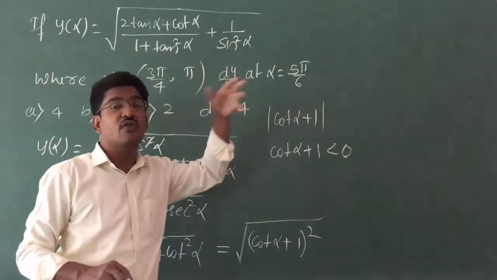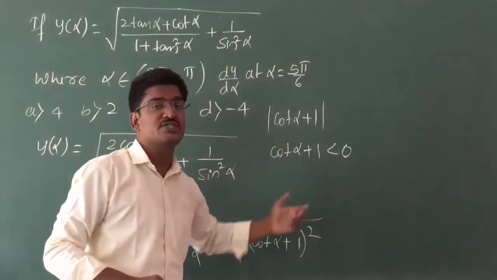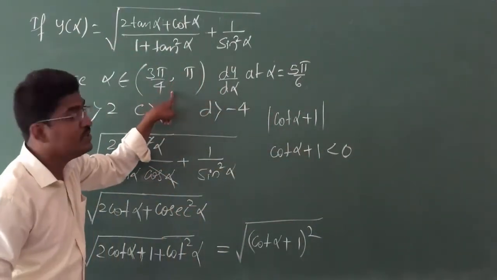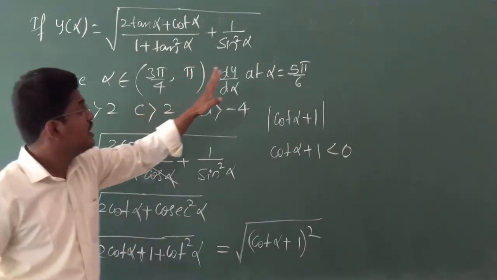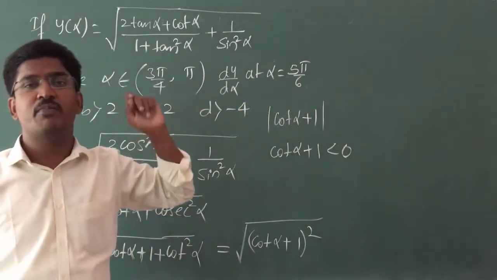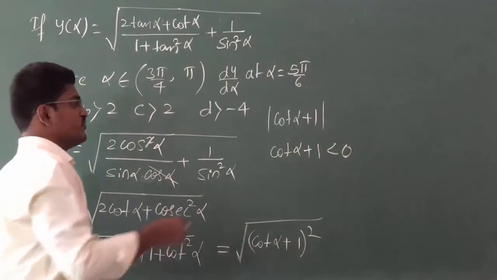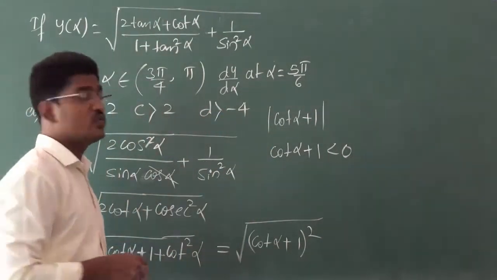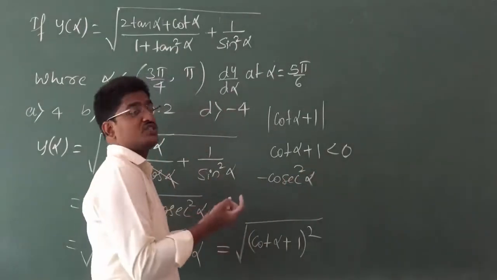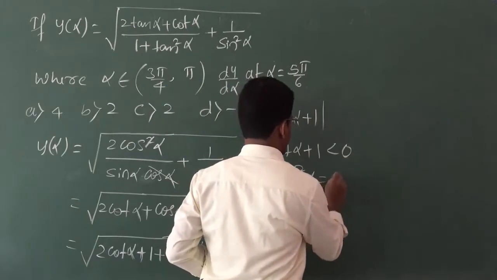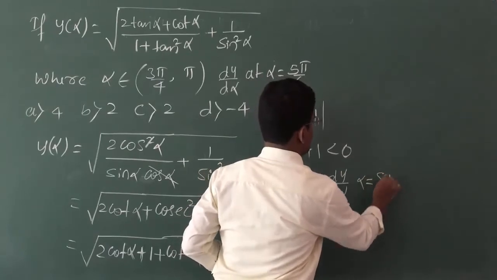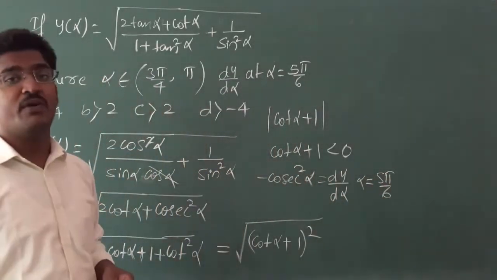That means our required function is minus of cot alpha plus 1. By simplifying this, cot alpha plus 1 is lesser than 0 in the interval 3 pi by 4 comma pi. Now I want to calculate dy by d alpha at alpha equal to 5 pi by 6. If I differentiate cot alpha, you are going to have minus cosec square alpha. Differentiation of 1 is 0, no problem.